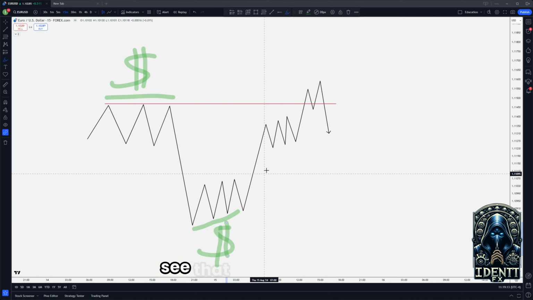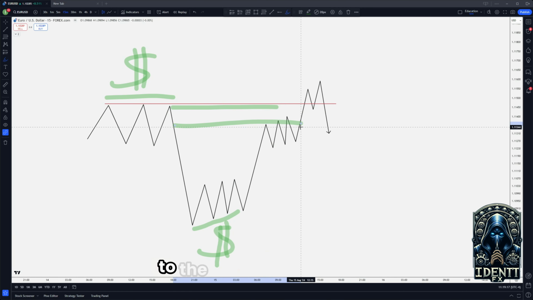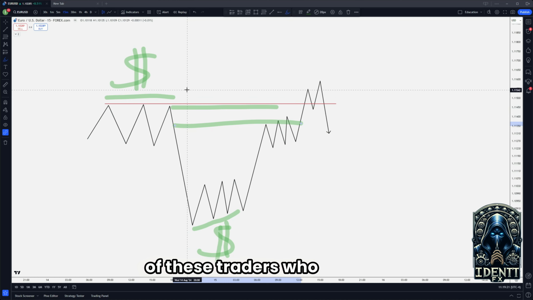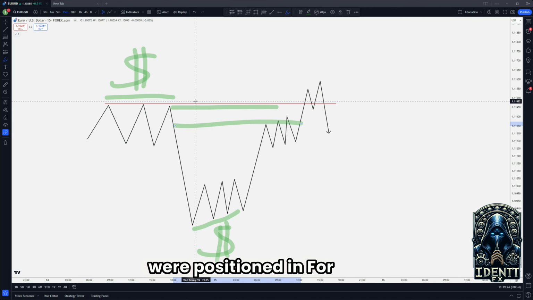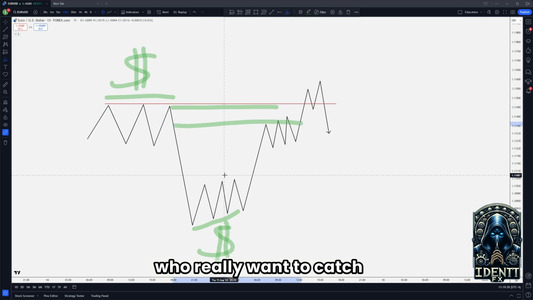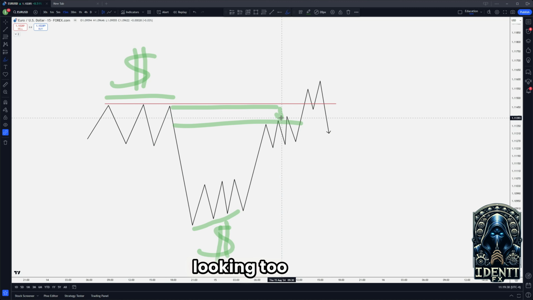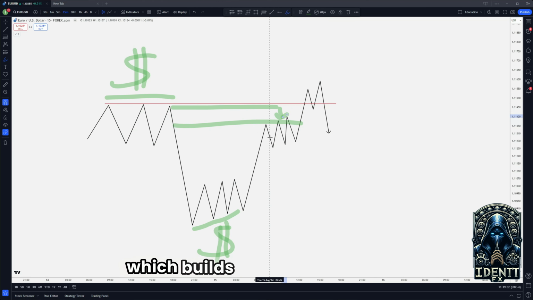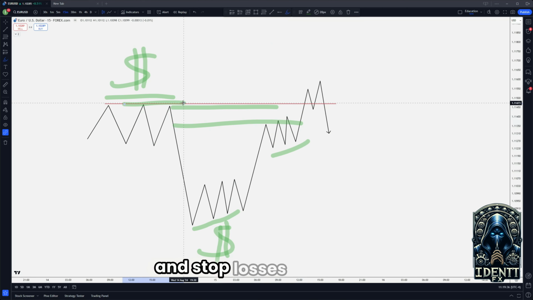So then we can see that price pushes up. We have a fake little reaction to the order block that we have right here. So again, all of these traders who already were positioned in, or those who were not positioned in yet and missed out on this move, who really want to catch it now, they are going to be looking to short off of this level, which builds even more liquidity and stop losses right here.